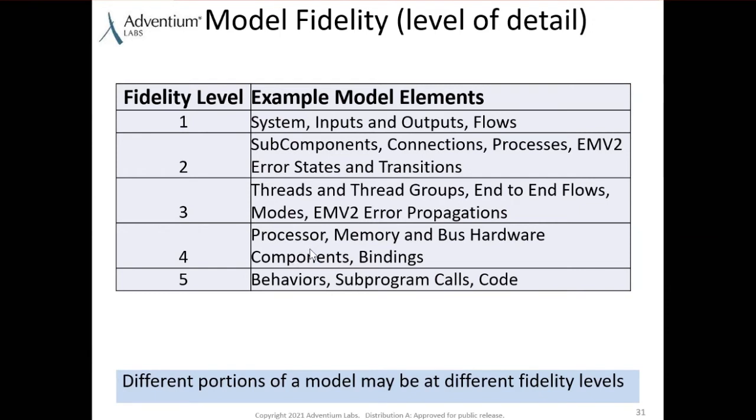Then at a later level of detail, we can start adding hardware. We can talk about processors, memory, bus hardware. We can start binding software to certain processors. And at the most detailed levels, we can start talking about behaviors, subprogram calls. You can even start talking about code generation. So one key point about ACVIP is that we can have different portions of our model at different levels of fidelity.